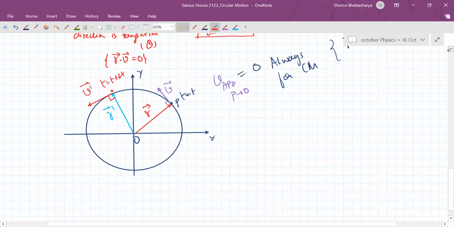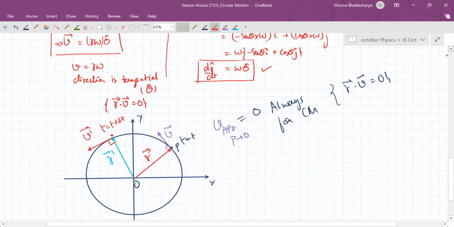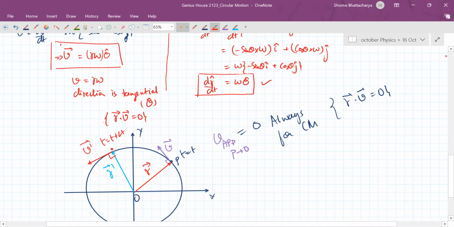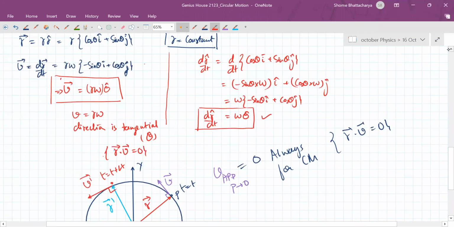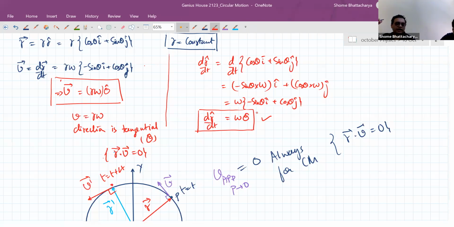So we got the result on deriving r cap because the vector itself must also be moving with omega, right? Exactly. So that's what I'm going to show you next, why we get this result, that the rate of change of r cap is equal to omega theta cap, because that unit vector r cap is rotating at an angular speed omega. So its rate of change will also be proportional to omega, and its direction will be theta cap. Why? We'll understand that in a moment.